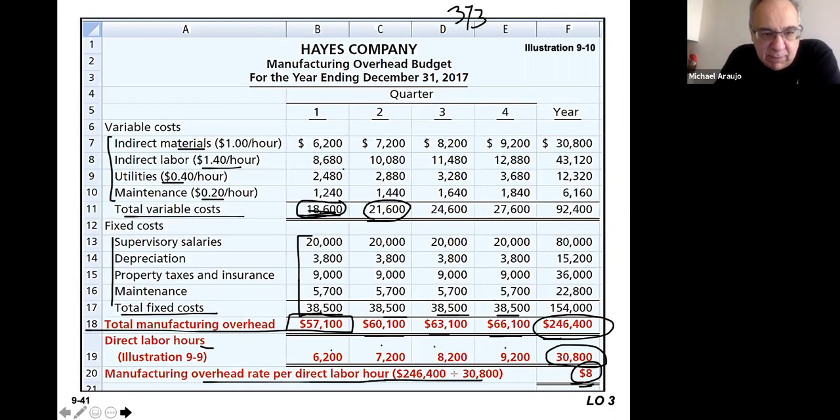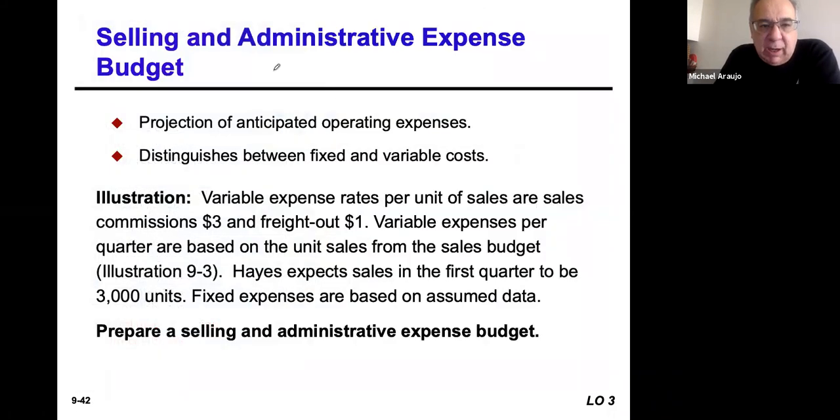Okay, let's keep moving here. The last one, in terms of the budgets that stand alone here, the selling and administrative expense budget, looks at operating expenses, strictly operating expenses. And so they're not related to the manufacturing of the product that you just saw earlier. So these are selling and administrative. And again, it does distinguish between fixed and variable costs. That should be absolutely no surprise to you in this class.